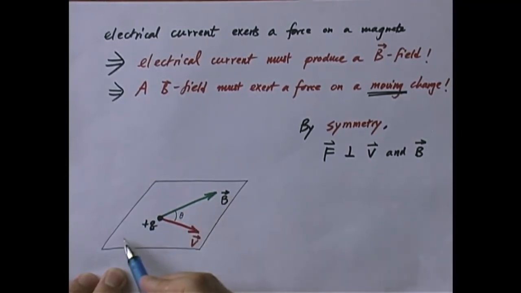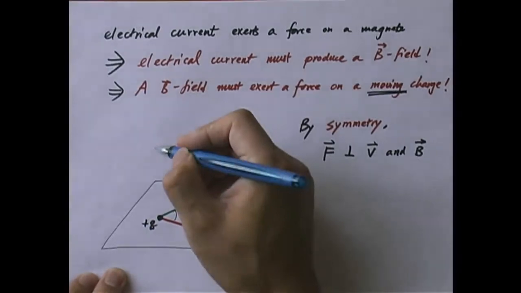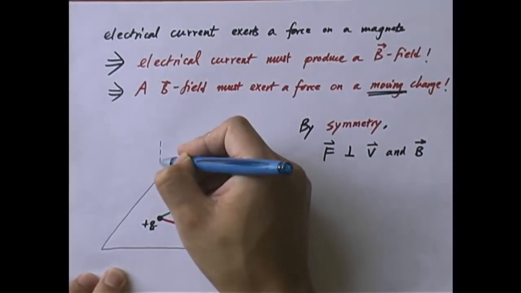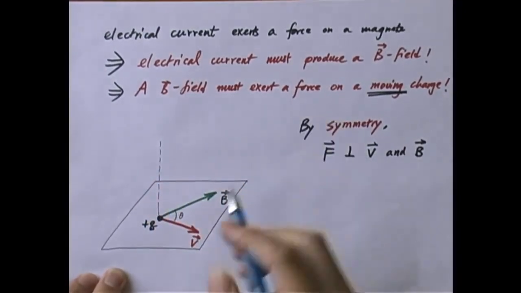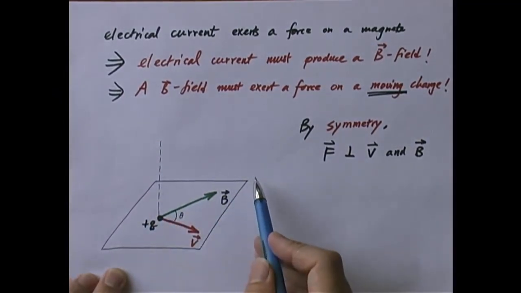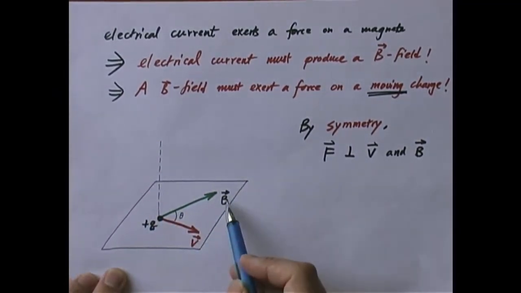In other words, it is not collinear with the magnetic field B. Okay, and if that is the case, then we will be able to uniquely form a plane which is defined by these two vectors v and B, right?